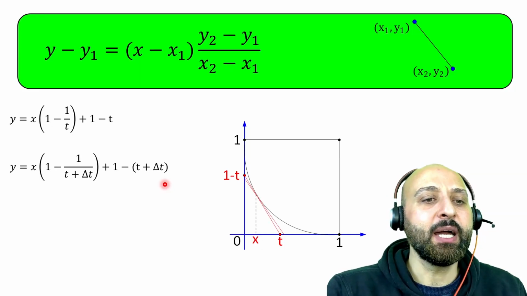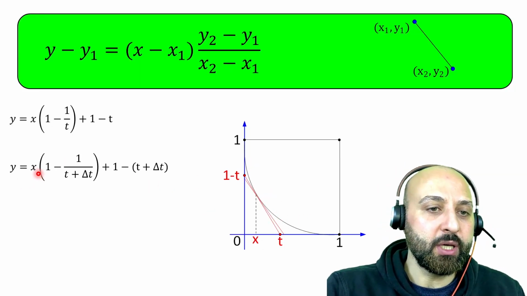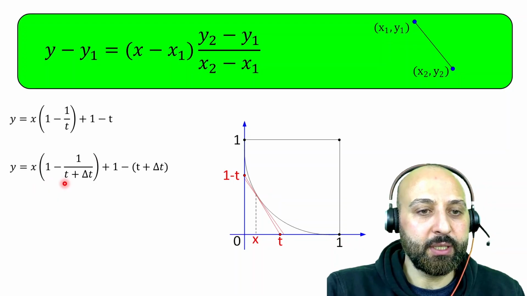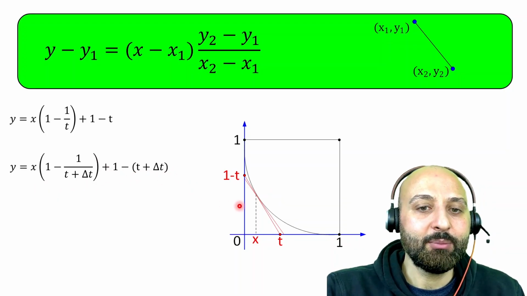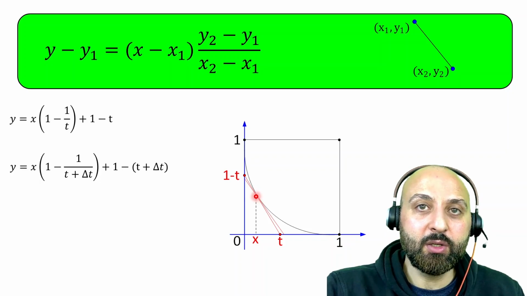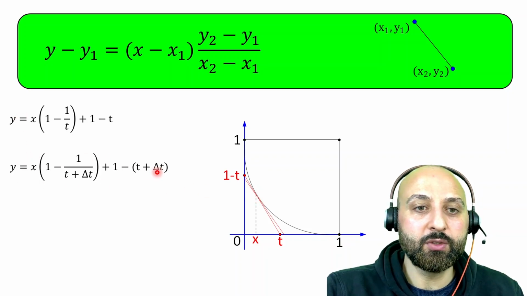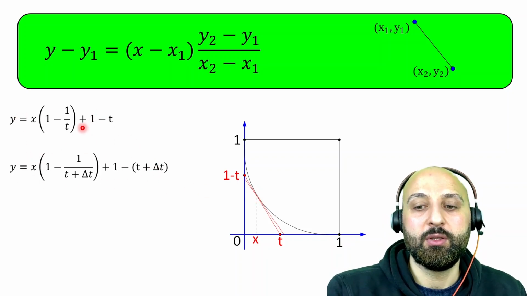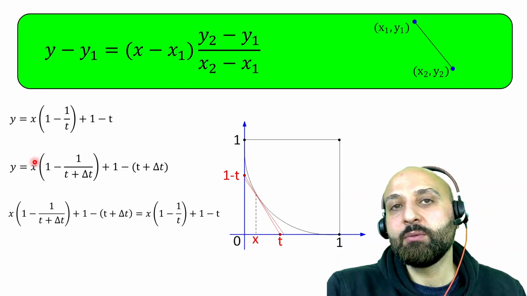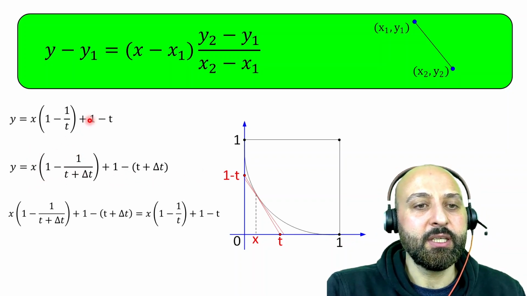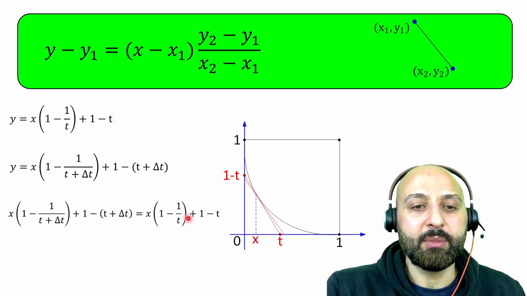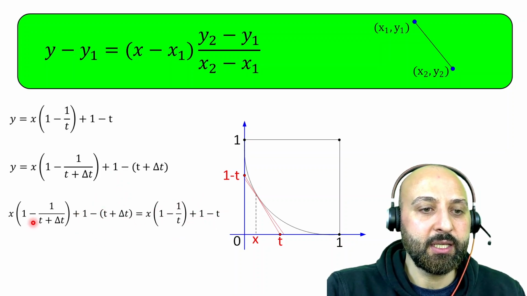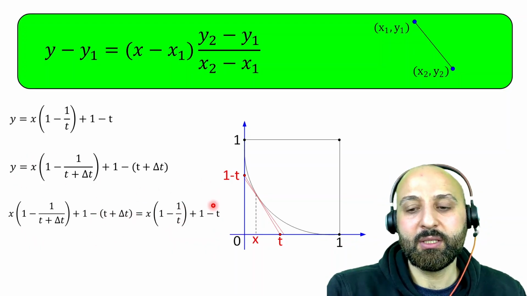So if I write for this new line, y will be equal to x times 1 minus 1 over t plus delta t plus 1 minus t plus delta t. And because these 2 points are extremely close to each other, therefore the y will be equal. So I can equate these 2 terms to each other. So x times 1 minus this plus this is equal to this first term. And obviously we can simplify. 1 with 1 disappears, minus t with minus t disappears, x with x disappears, and this one can go the other side, minus delta t can go the other side.